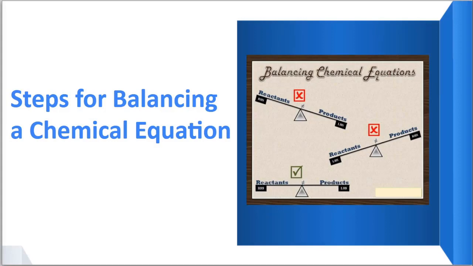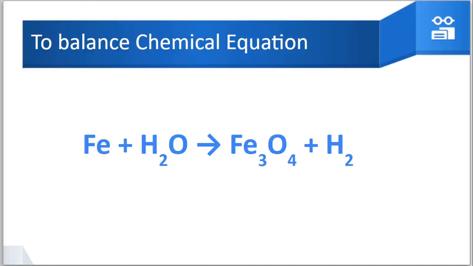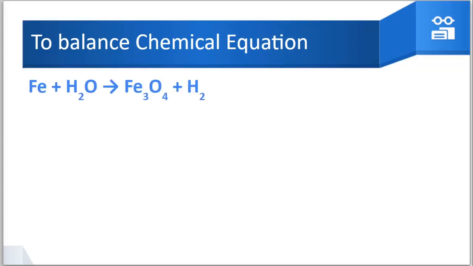In this video, we will discuss and see the steps for balancing a chemical equation. So let us start. Let us try to balance this following chemical equation, which is given by Fe plus H2O. It gives Fe3O4 plus H2. So let us balance. We will learn to balance step by step.